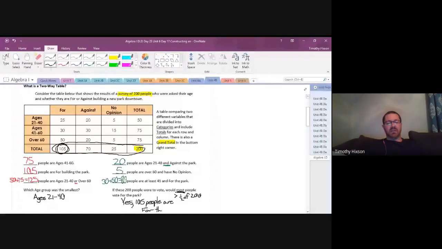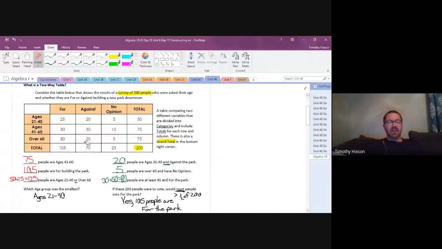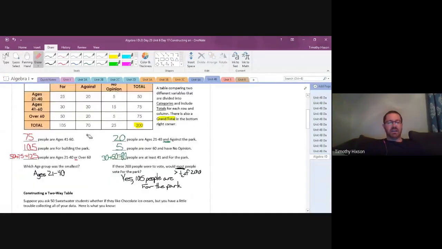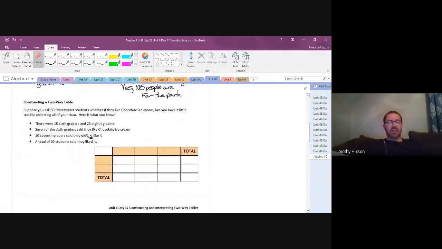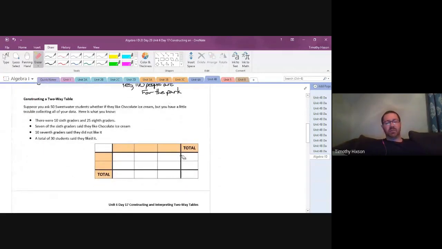So that's what a two-way table is. That's a basic way of how you can use it to identify things. I want to take a quick moment here to actually construct one. We looked at the totals and whatnot, but sometimes this can be a little bit tricky. So I want to look at a different scenario and construct one real quickly.